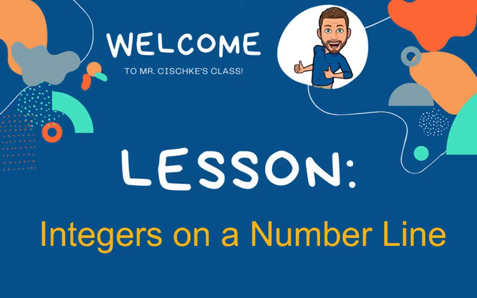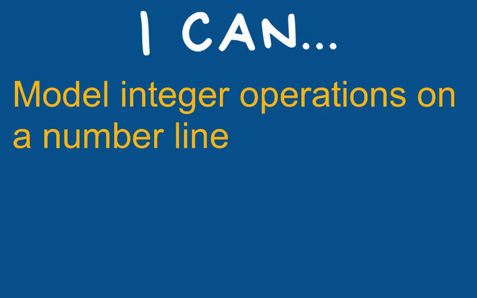Hey guys, today I'm going to teach you how to represent integers on a number line. By the end of this lesson, you should be able to model those integer operations on a number line, recognize absolute value and numbers' opposites and zero pairs. We'll get into all that later on. So go ahead and take out your binder, turn to the math section, and get ready to take some notes.